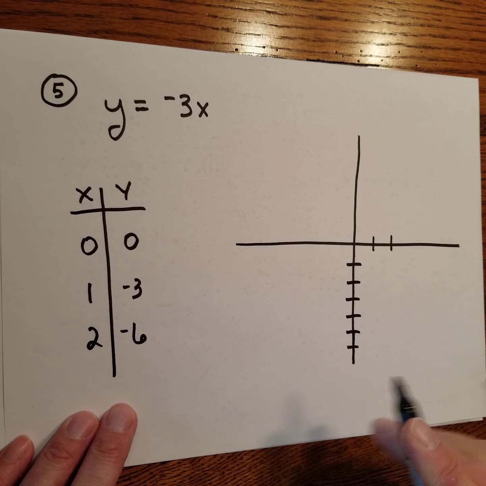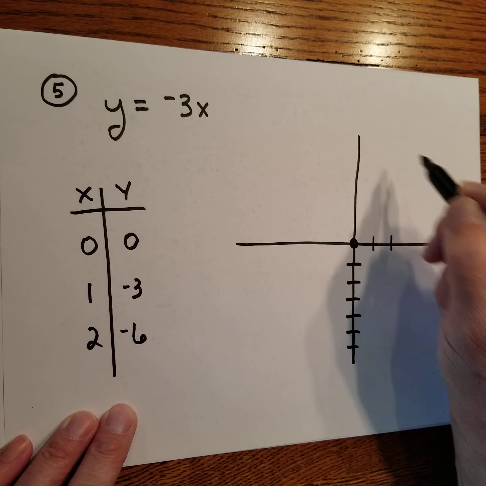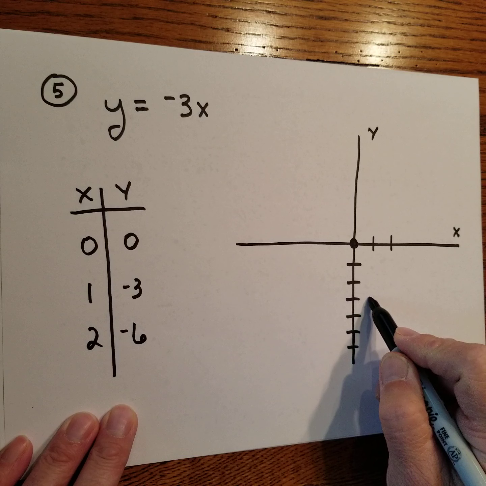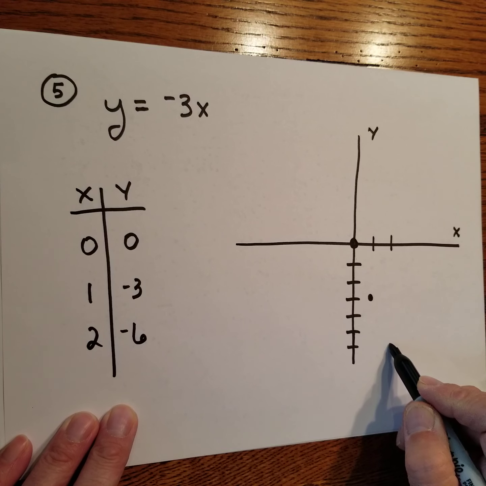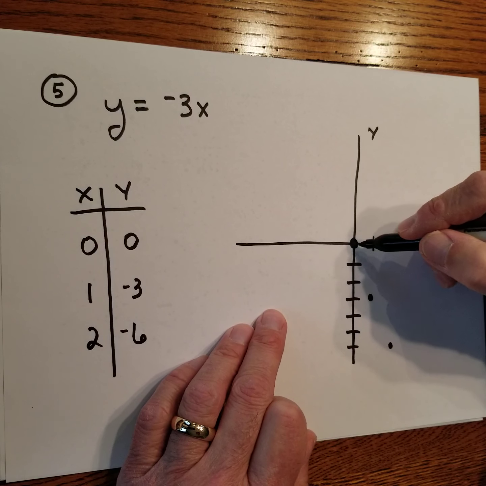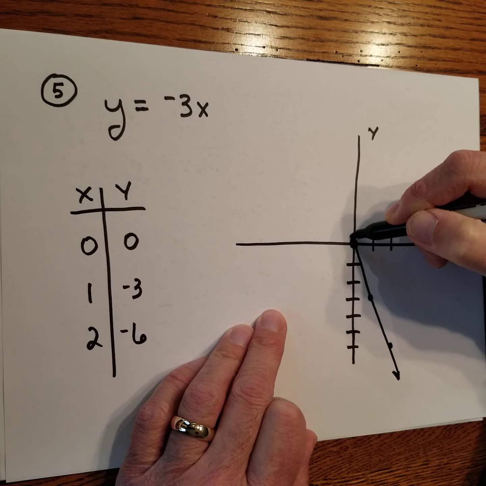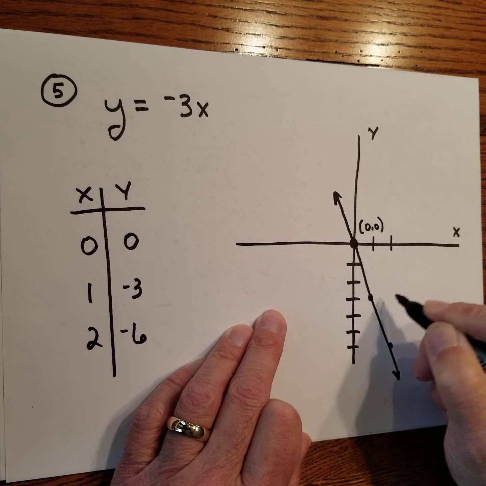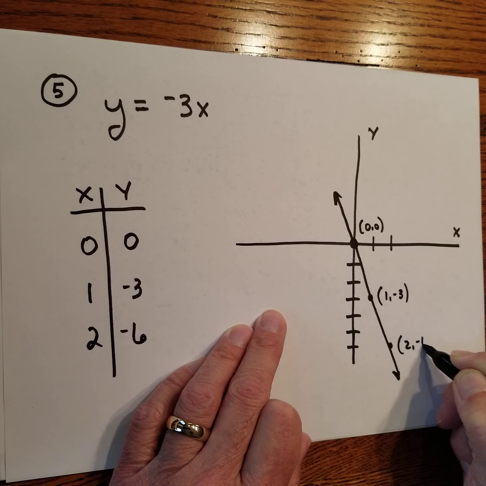Now plot the points. 0, 0 is at the origin. 1, -3 is 1 right, 3 down. 2, -6 is 2 right, 6 down. Let's connect those with a nice straight line. And then label. 0, 0, 1, -3, 2, -6.